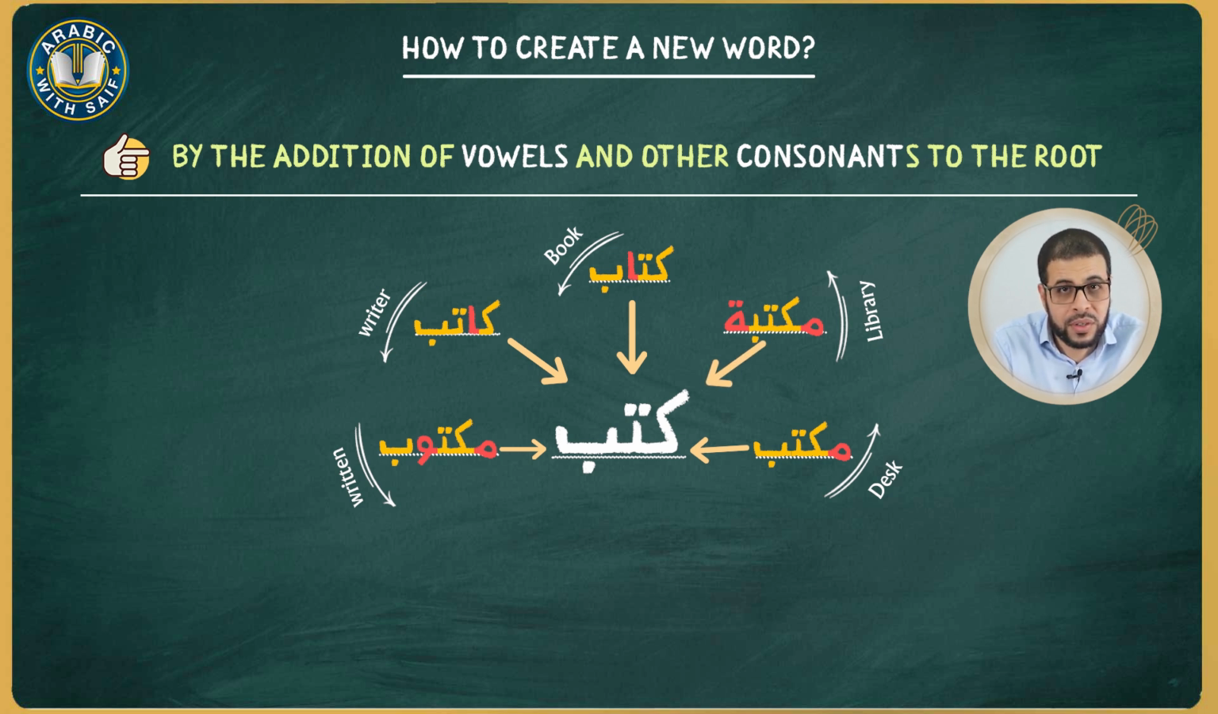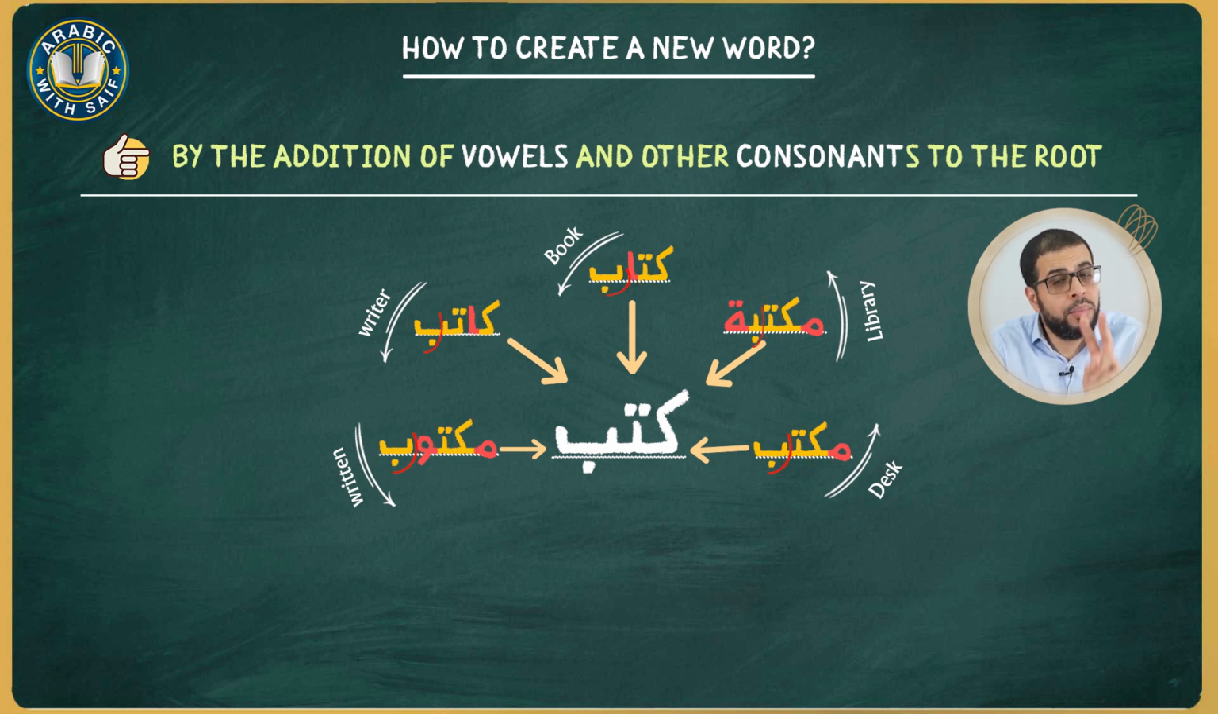All these words, although we cannot say that they are identical, and some of them are nouns, some verbs, and others adjectives, are close in meaning. This is because they are all derived from the same root, kataba. We just added some vowels and consonants. And as you can see, all these words contain the three letters of the root: kaf, ta, and ba.